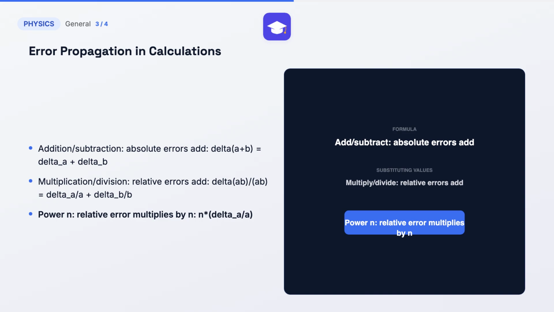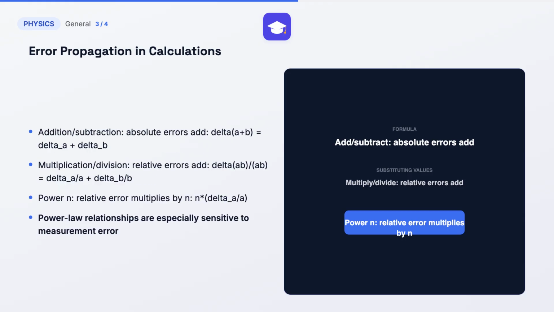Delta of a times b over a times b equals delta A over A plus delta B over B. And when a quantity is raised to a power n, its relative error gets multiplied by that same power n times delta A over A. This power multiplication effect is especially sensitive to measurement error.